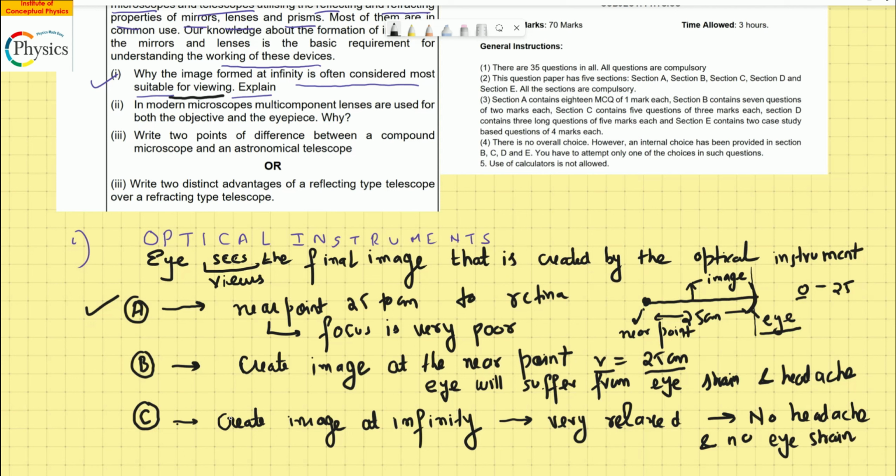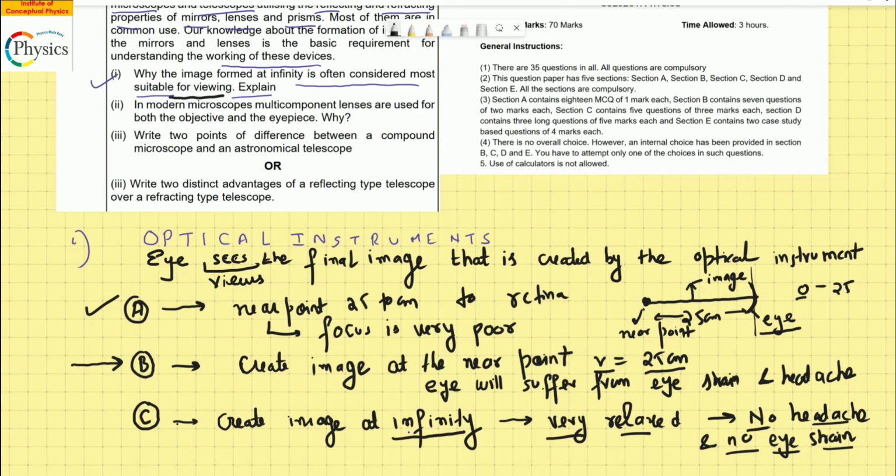And therefore, the first question, why the image formed at infinity is considered most suitable? Because at infinity, the eye is very relaxed and you will get no headaches and no eye strain. You don't have to put any effort to view the image. The eye is built in a way that, I mean, it's a God gift, that it is capable of seeing the final image at infinity with most relaxation. A lot of people think even the near point is also a place of relaxation. It is, but finally you will get a headache. It is not that relaxed. The highest relaxation comes at infinity.